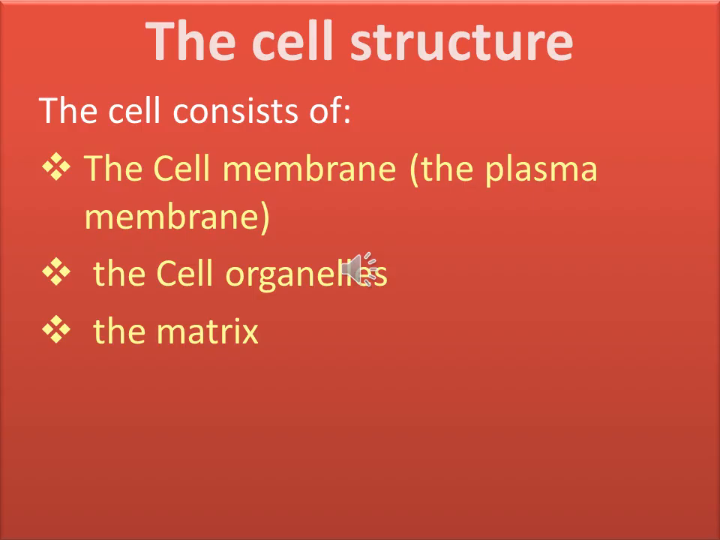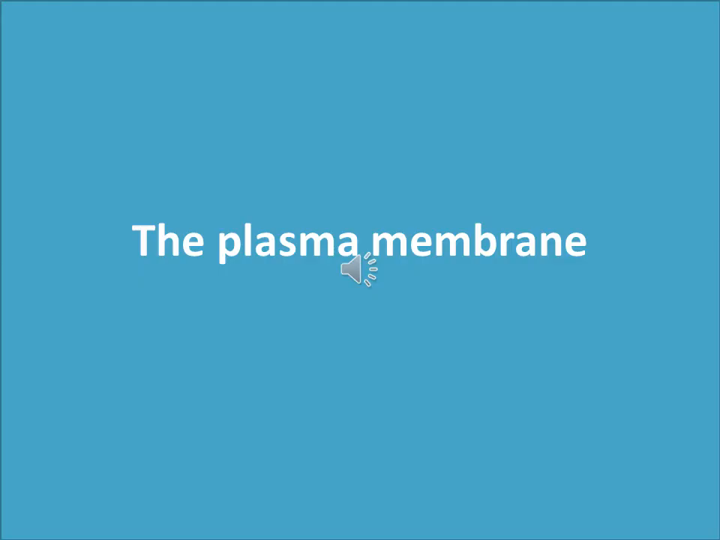The cell structure. In general, all cells consist of three main parts: first, the cell membrane, also called the plasma membrane; second, the cell organelles; and third, the matrix. The cell membrane, or the plasma membrane, is the membrane that surrounds all parts of the cell. It separates the internal environment of the cell from the external environment. Also, it regulates the entrance and exit of molecules into the cell.